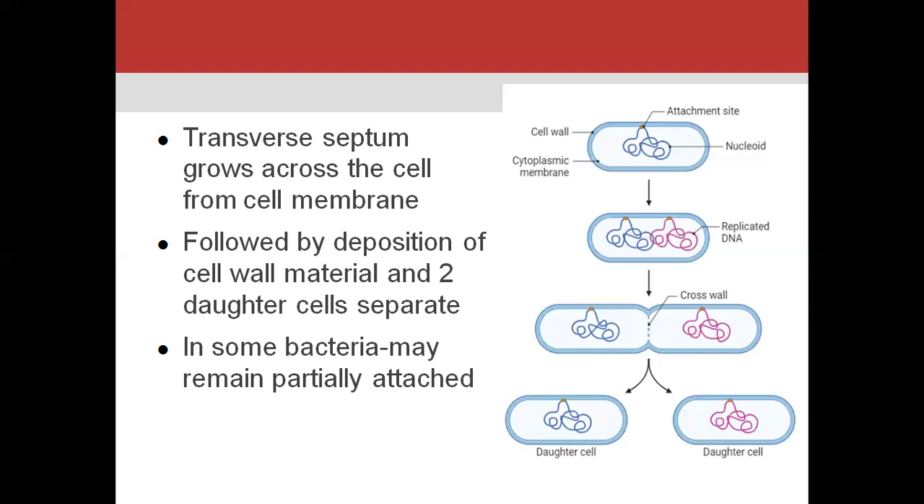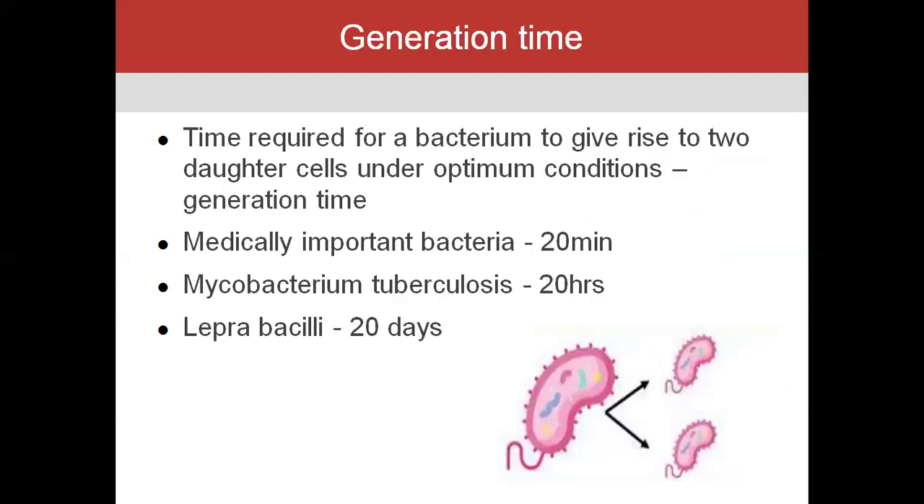So these morphological features are helpful in the identification of bacteria in the laboratory. Next, generation time. So what is meant by generation time? It is the time required for one bacterial cell to give rise to daughter cells under optimum conditions.